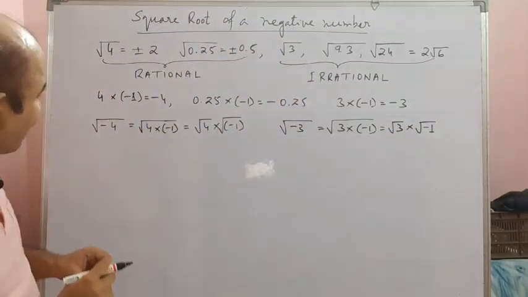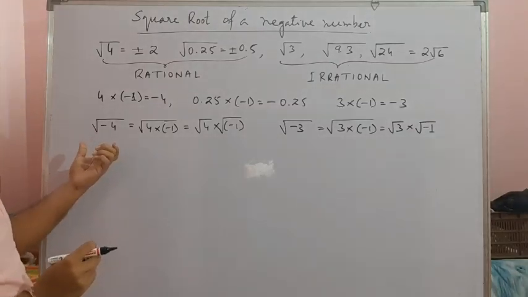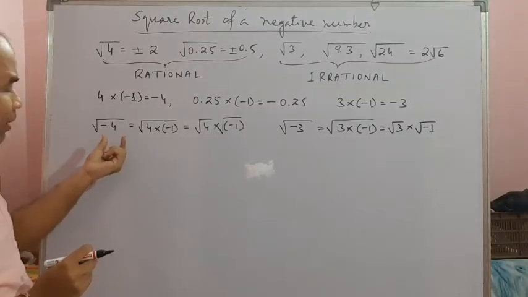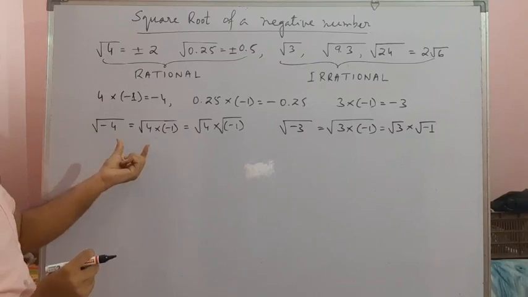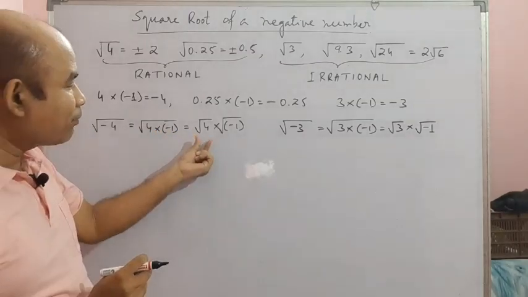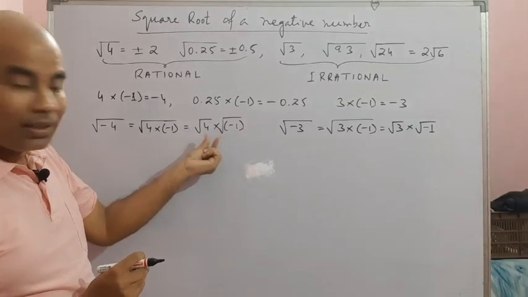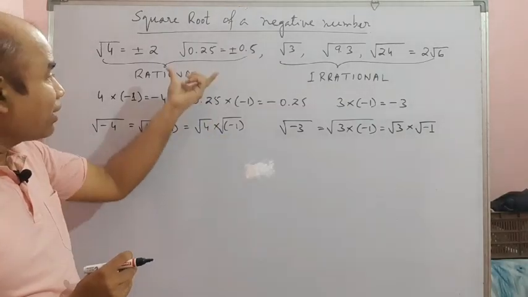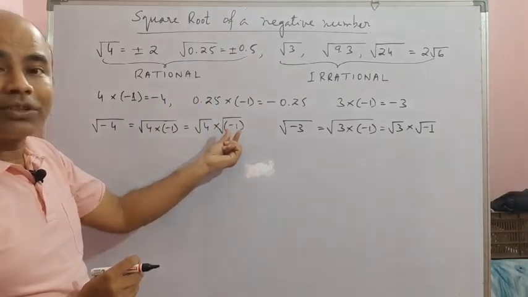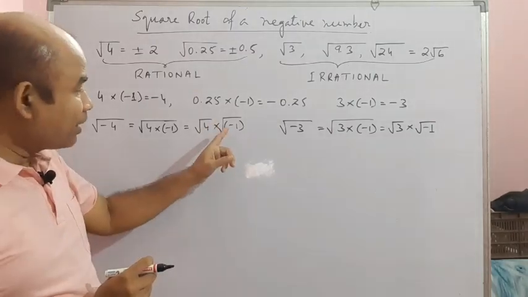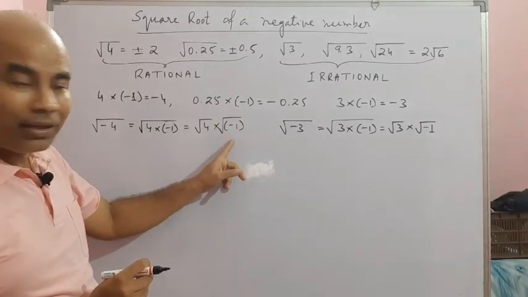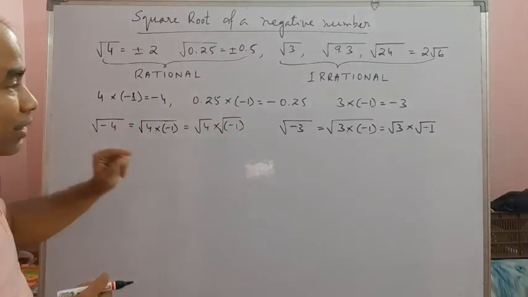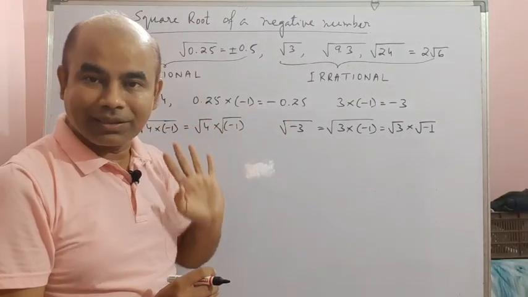Now whenever I try to find the square root of a negative number, actually it happens what? The square root of a positive number into the square root of minus 1. The square root of a positive number exists, already I discussed. So how to find the square root of minus 1? Because if we can calculate the square root of minus 1, then you can find the square root of minus 4 or the square root of minus 3, etc.